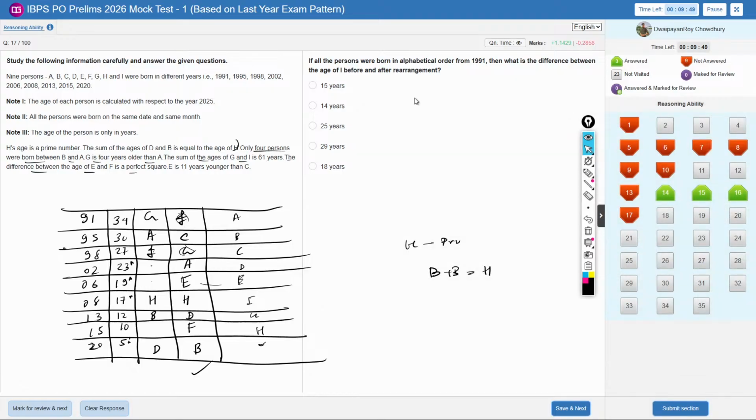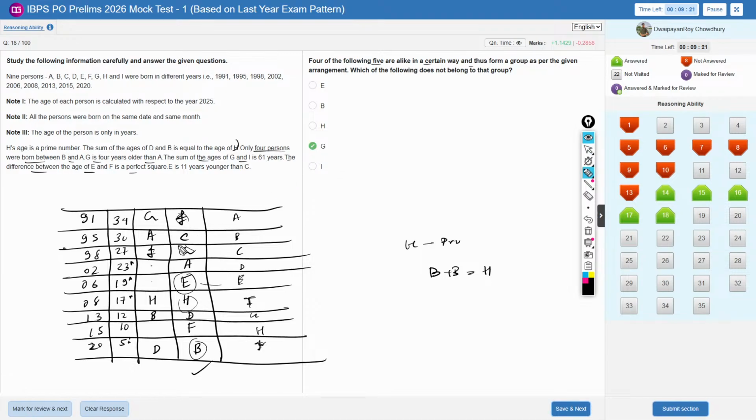Difference between the ages of I before and after arrangement. So H, I, so I now 5, 34, difference is 29. Four of the 5 are alike, same. So E, B, H, G is different. No, G and I. So 91, 98, 06, 08. So 91, I.